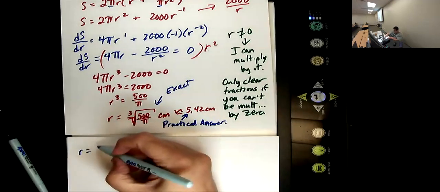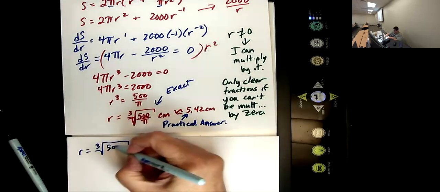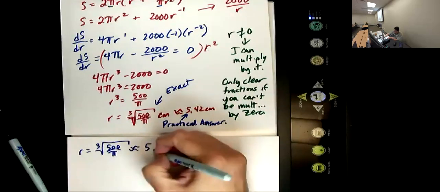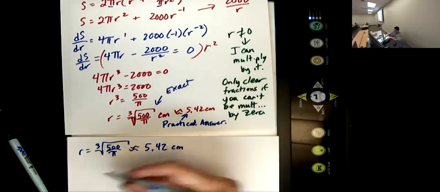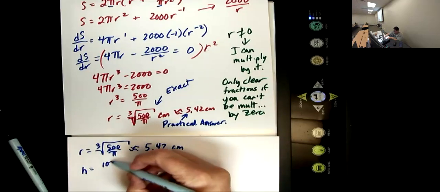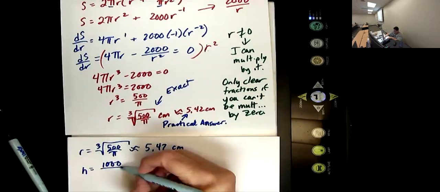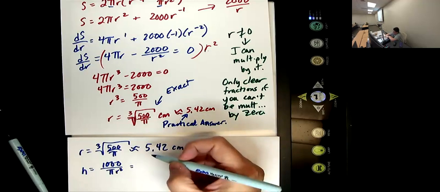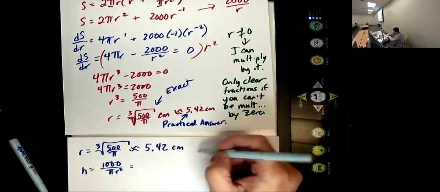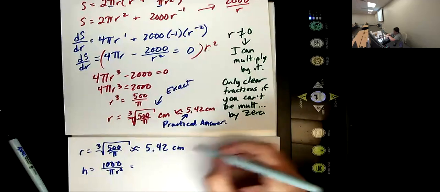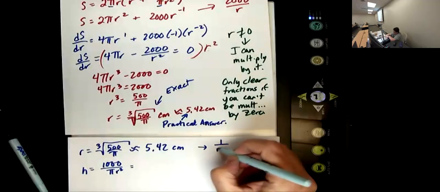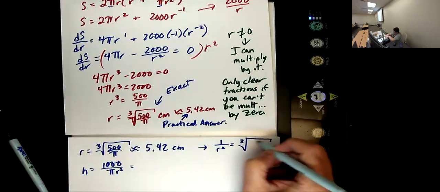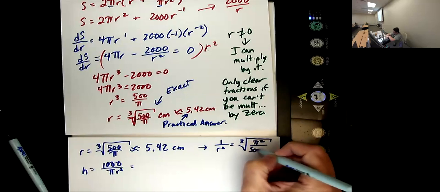So r equals the cube root of 500 over pi, which is approximately 5.42 centimeters. Height equals 1,000 over pi r squared. So what does 1 over r squared look like? 1 over r squared looks like the cube root of pi squared over 500 squared.